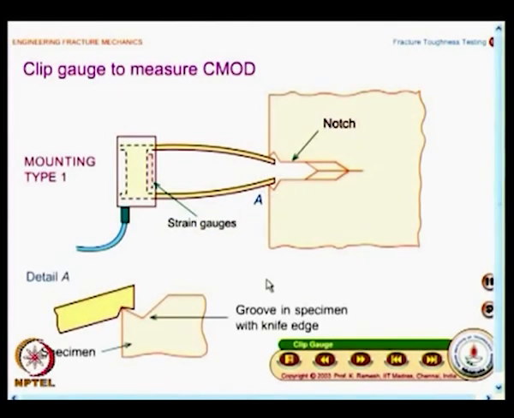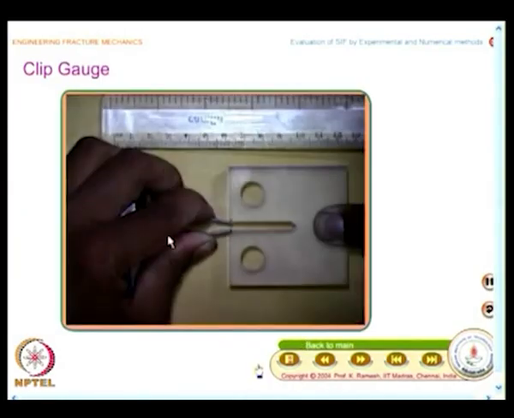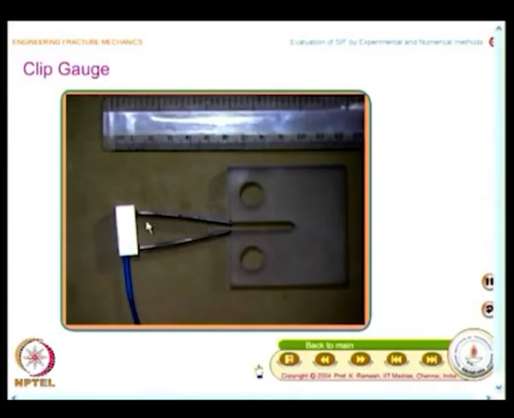When you say you have to measure the load displacement, it is done by a clip gauge. People measure the crack mouth opening displacement. From one transducer you get the load, and from another clip gauge you get the crack mouth opening displacement. This is where it is mounted on the specimen. Some detail is given. It could be mounted like this, or it could have a sharp bevel type of edge, and then you can have a detail like this. In reality, a clip gauge is taken and inserted into this, and this would measure the crack mouth opening displacement.